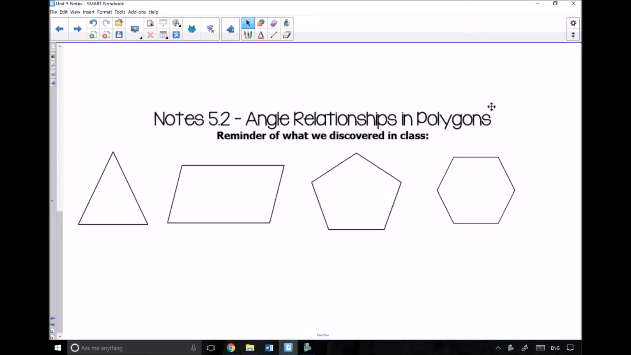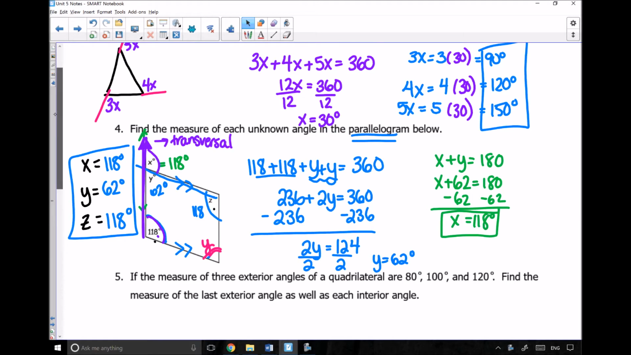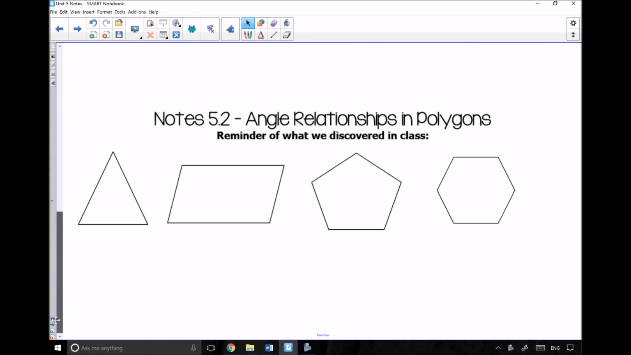Hi, ladies and gentlemen. We are looking at notes 5.2 on angle relationships in polygons, and it's on the bottom of the previous page that we were looking at before, so that's page 3 right here. So let's do a reminder of what we discovered in class. Remember, we learned in class that in a triangle, we have 180 degrees for my interior angle. So these three interior angles will always add up to 180 degrees, okay?